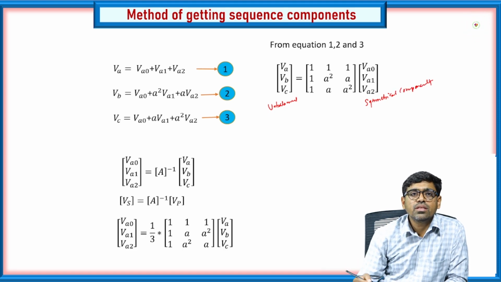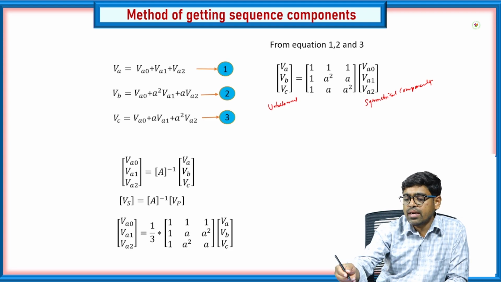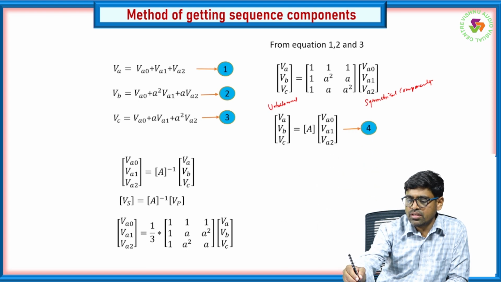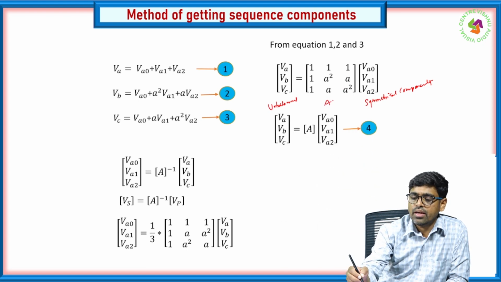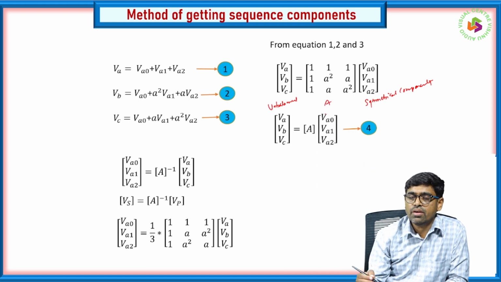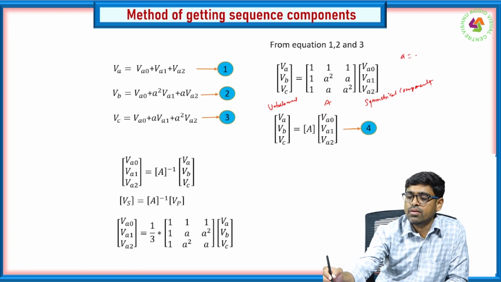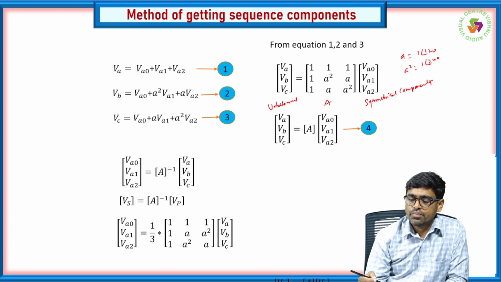So we are representing this unbalanced quantity into balanced symmetrical components. This we can write as a matrix A that represents A, which is nothing but 1 1 1, 1 A square A, 1 A A square, where A is 1 at an angle of 120 degrees, and A square is 1 at an angle of 240 degrees.